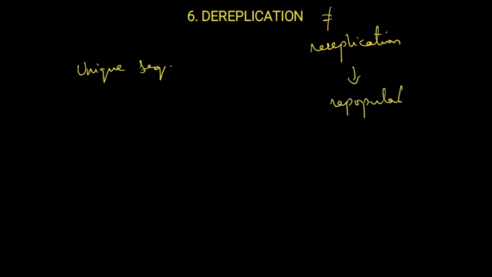Finally, dereplication is a process of finding unique sequences among a number of copies present. The opposite is re-replication, which is repopulating the dataset with the number of duplicates of a unique sequence as per the original number.